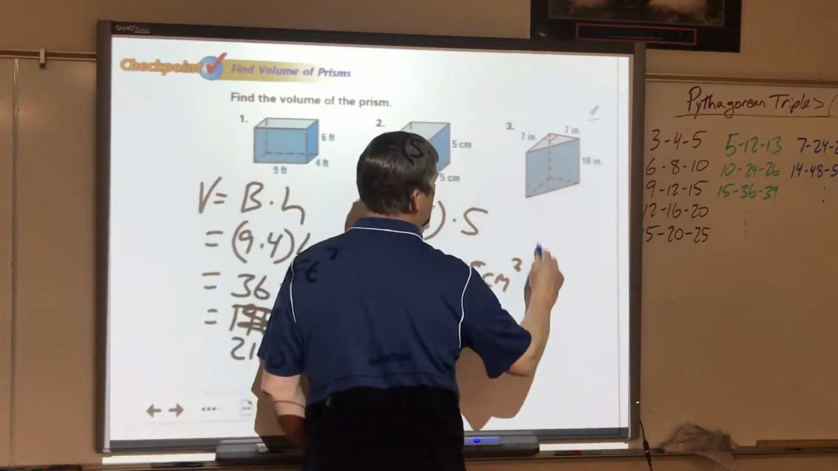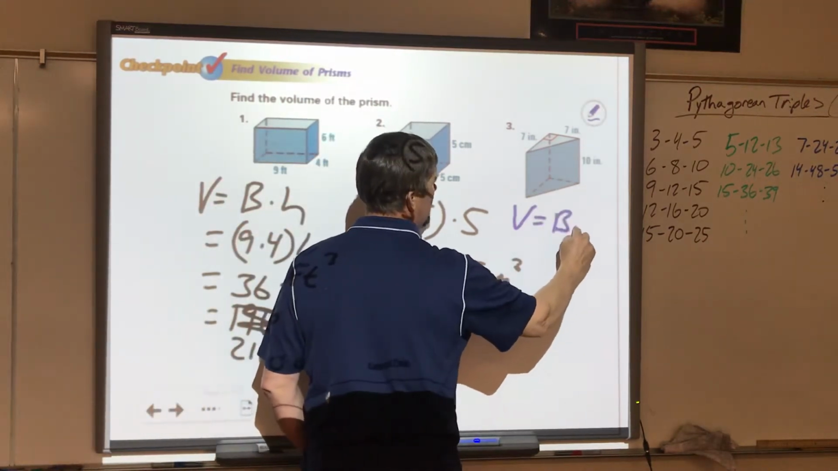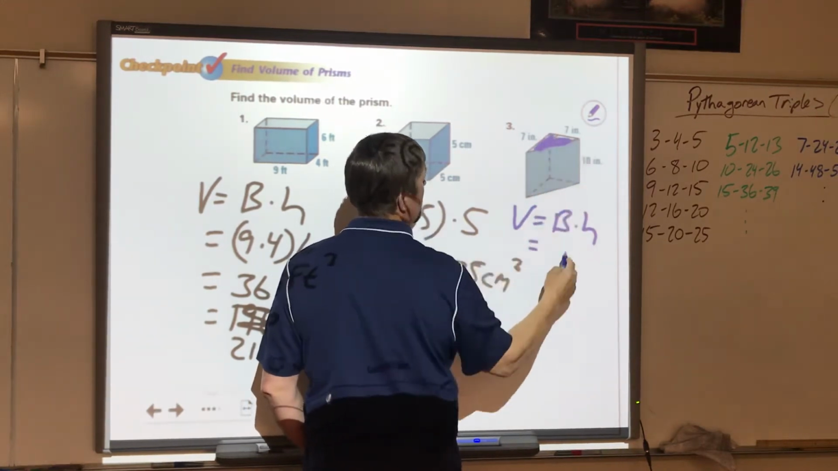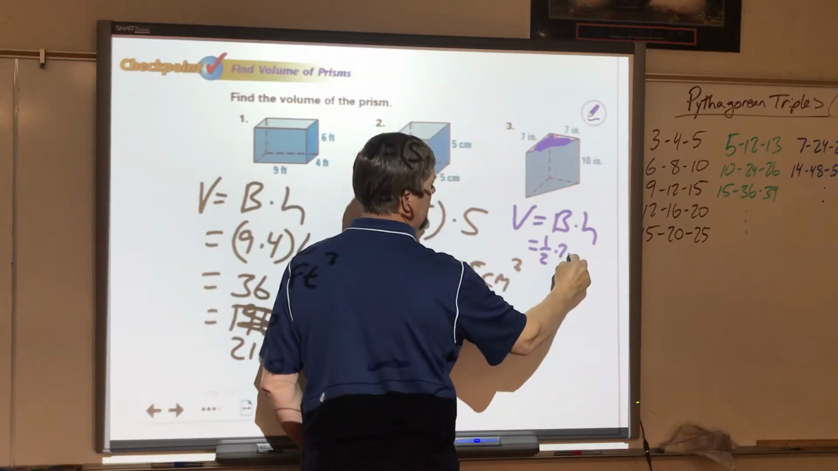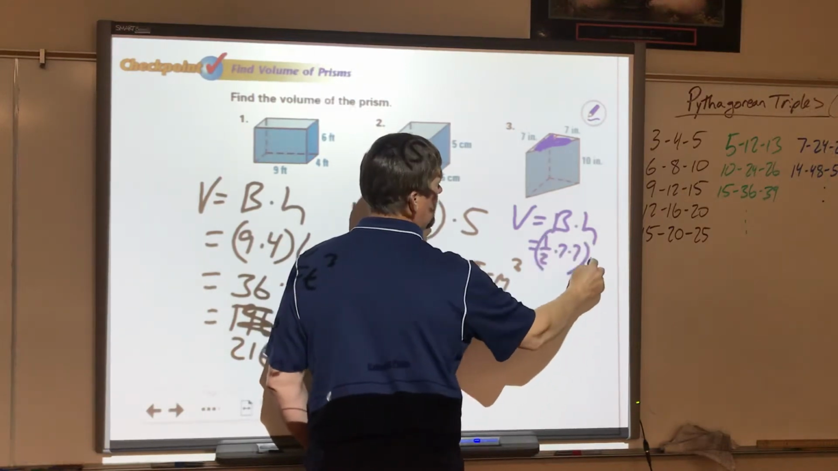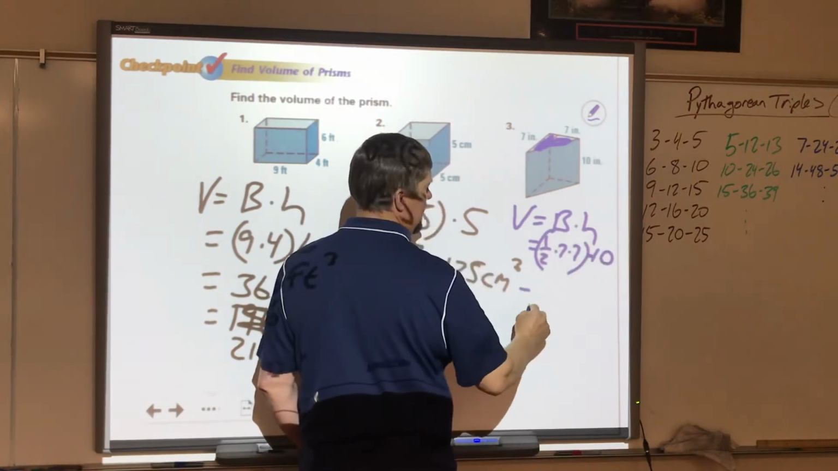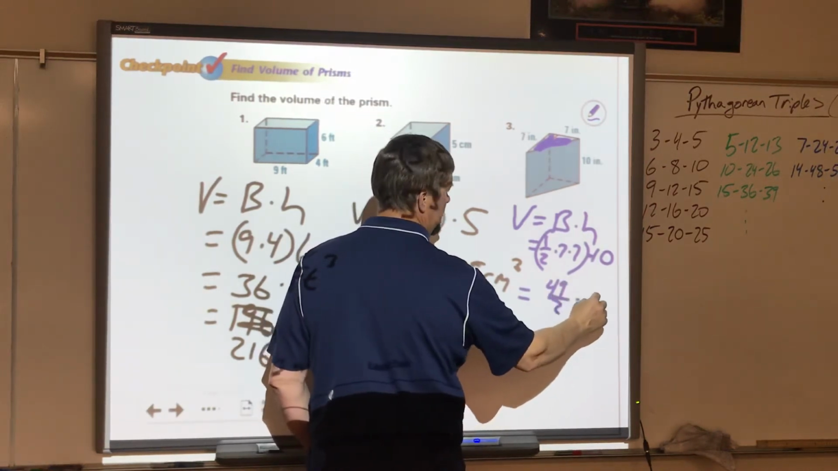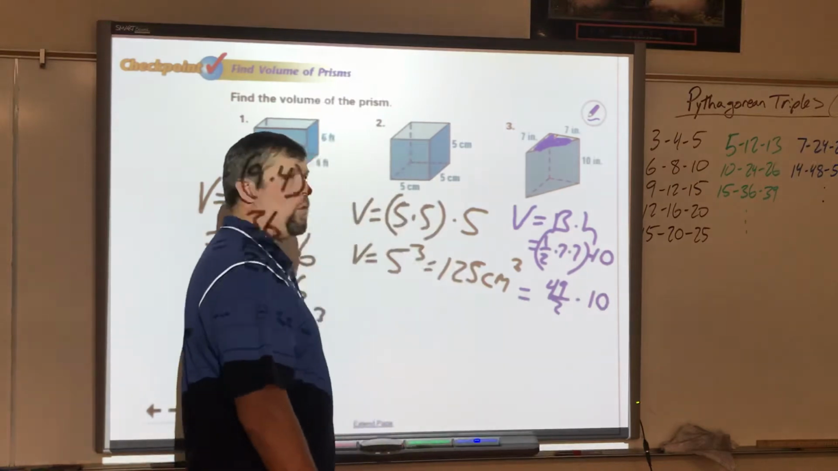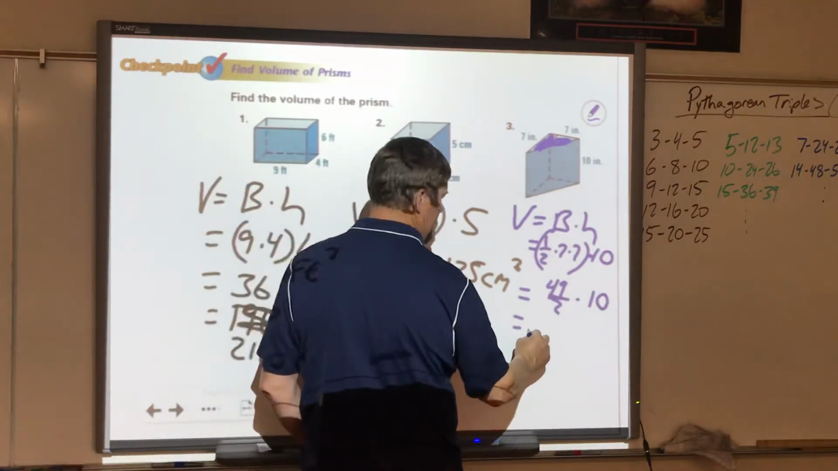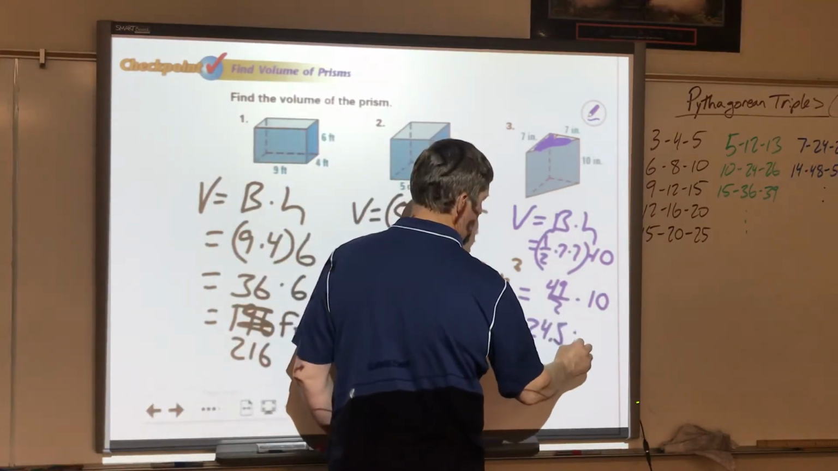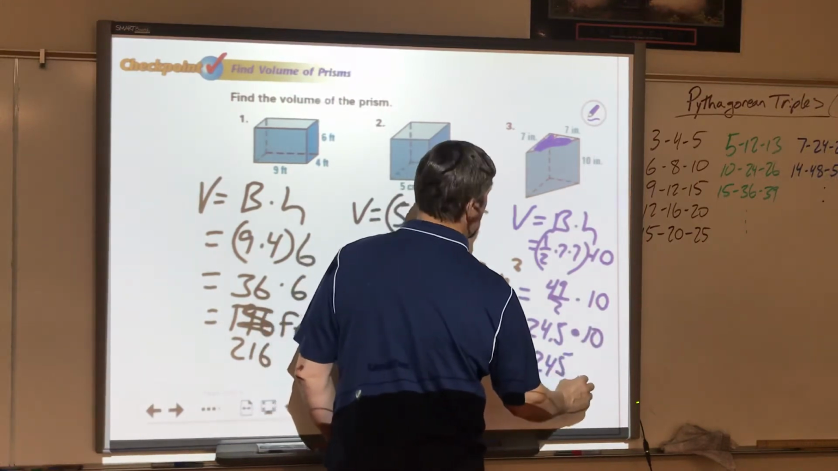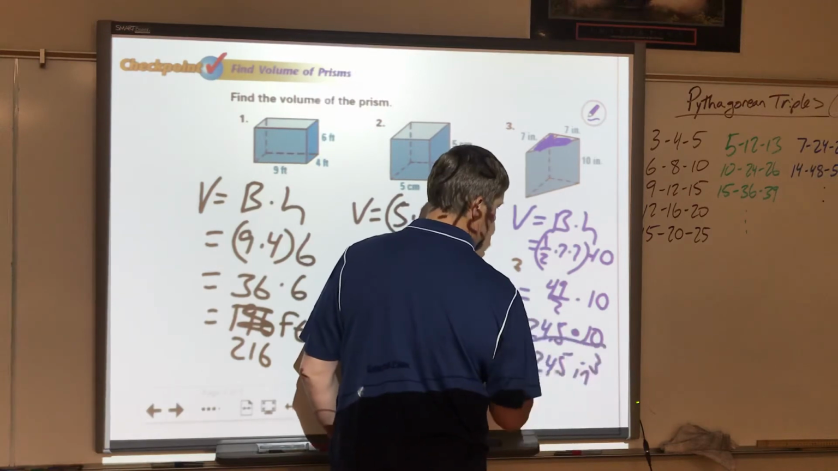This one, the volume, area of the base times the height. The area of the base is a triangle, so it's 1/2 of 7 and 7 times 10. So that's 49 halves times 10, which is 24.5 times 10, or 245 inches cubed.